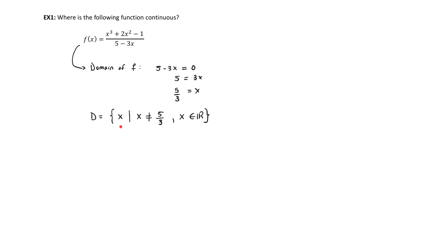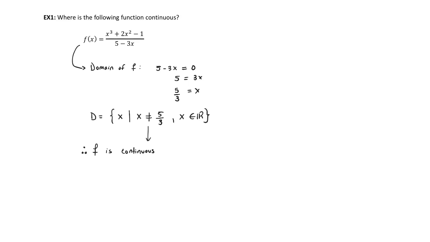Any other x value is fine except this one right here. And then this is just saying that x is a real number. We are only dealing with real numbers, not with complex numbers or anything like that. So now that we found that domain, we will say that f is continuous pretty much for all of the x values that I just stated.